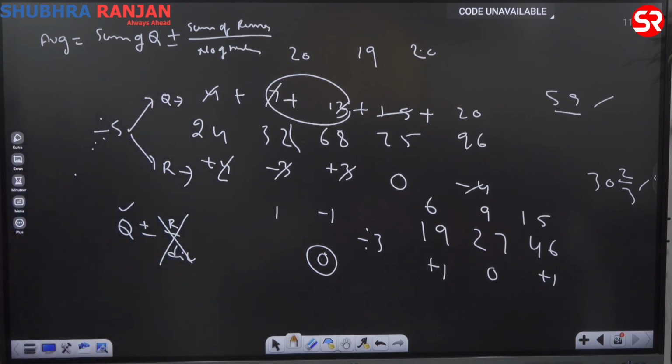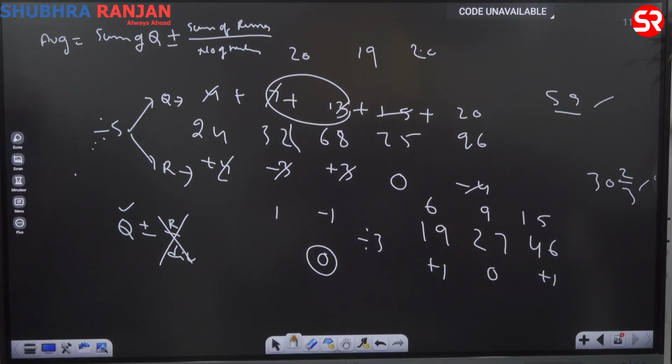Okay, comfortable? Everyone. So quotients on the upper side, remainders on the lower side: sum of the quotients plus sum of the remainders, divided by the divisor. Okay, got it?